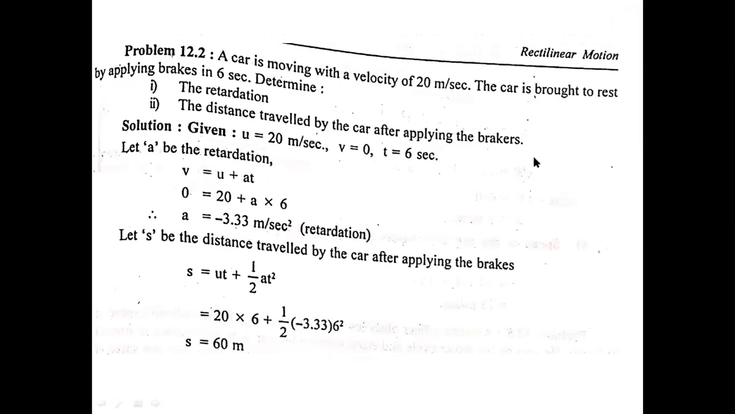In this problem, we will see: a car is moving with a velocity of 20 meter per second. Here u is given, the initial velocity, 20 meter per second. The car is brought to rest by applying brakes in 6 seconds. Time is given. Determine first the retardation, and second the distance traveled by the car after applying the brakes.